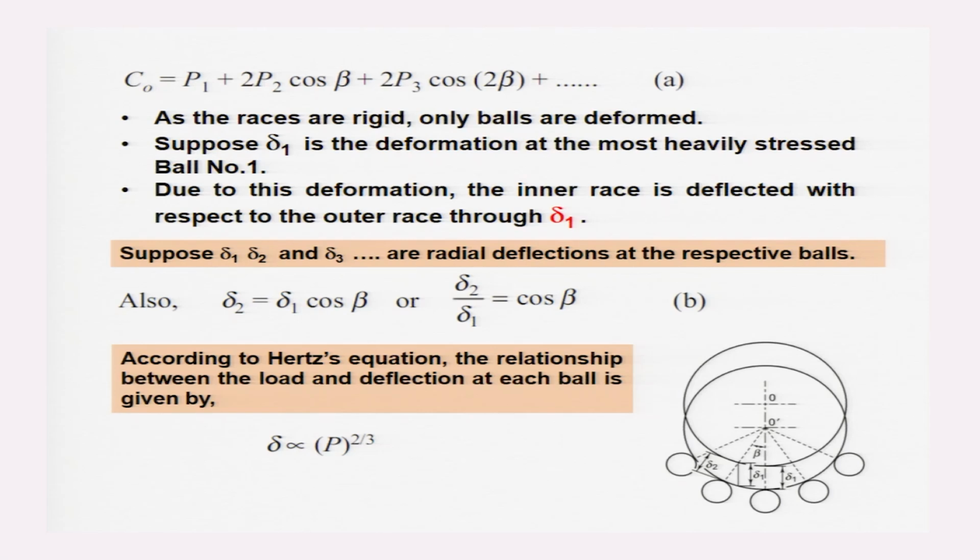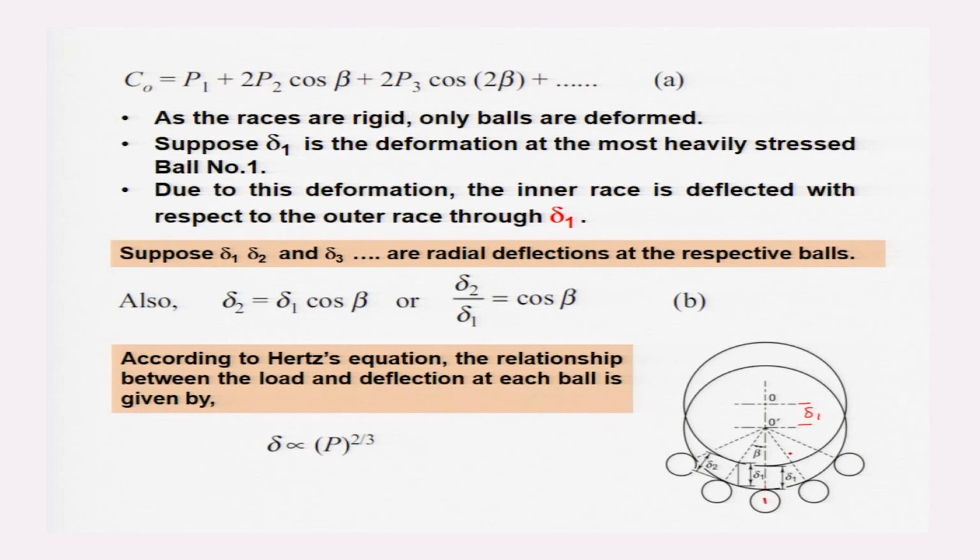As the races are rigid, only balls are deformed. Suppose delta 1 is the deformation at the most heavily stressed point of contact, or the heavily stressed ball, which is ball number 1. Due to this deformation, the inner race is deflected with respect to the outer race through delta 1. This is delta 1.